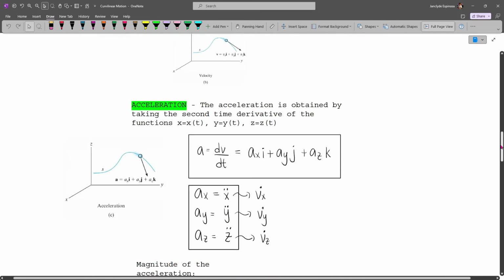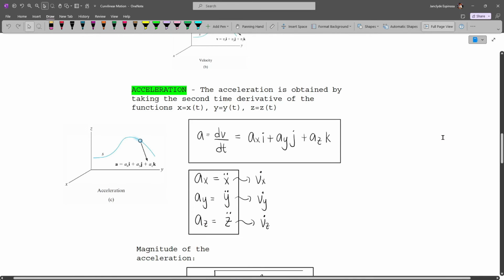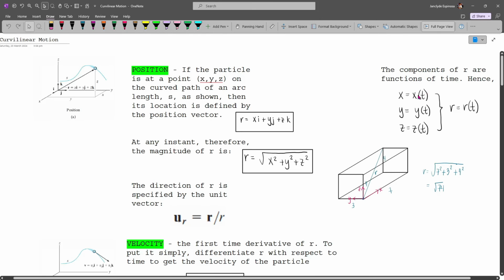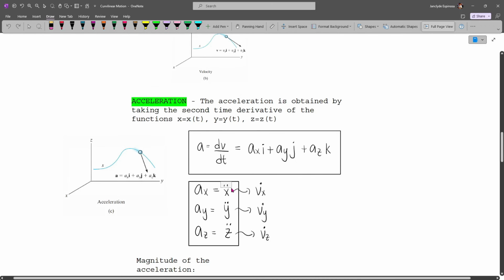Now finally, the acceleration is obtained by taking the second time derivative of the above functions, which are x of t, y of t, and z of t. And so that's why this already has two dots for the components of our acceleration. Now a is just dv over dt, or simply the change in velocity with respect to time. And then these are our components. You may also define acceleration as the first time derivative of velocity. These two are just the same. However, this has two dots because we differentiate twice, while this is one dot because if you differentiate the velocity function once, you can get the acceleration of the particle.